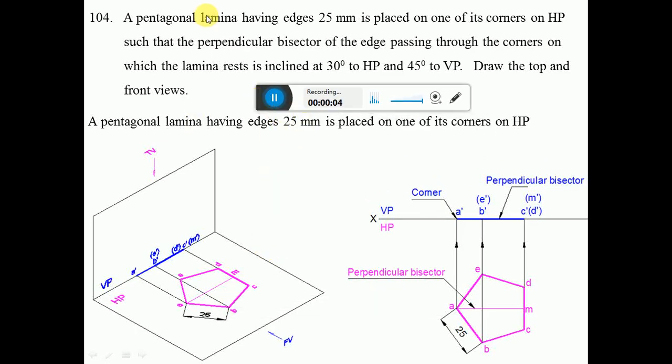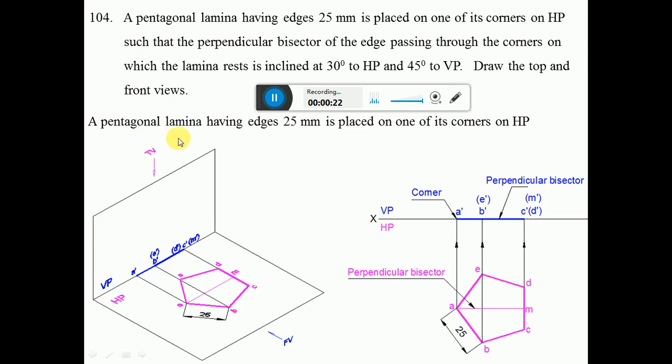Now, a pentagonal lamina having edges 25 mm is placed on one of its corners on HP, such that the perpendicular bisector of the edge passing through the corners on which the lamina rests is inclined at 30 degrees to HP and 45 degrees to VP. Draw the top and front views.